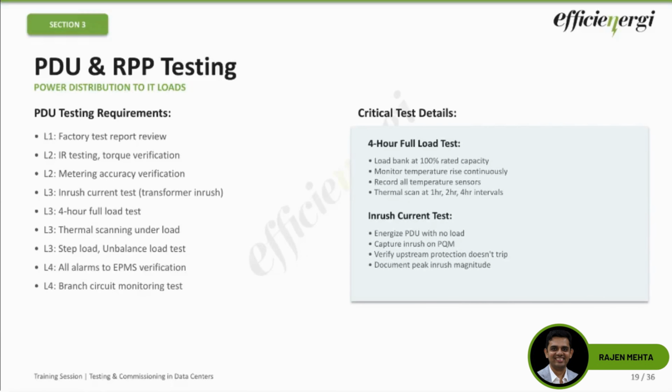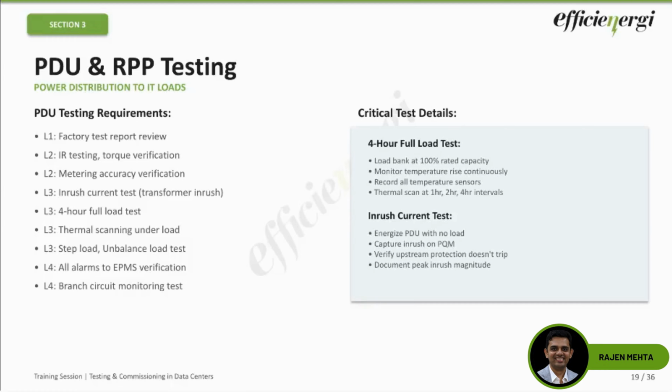And inrush current test. That's another important one, because when you energize a PDU transformer, there's a brief current spike which happens. And this can be almost 10 to 15 times the nominal current rating of the PDU for a few cycles. So here we need to ensure that the upstream protection doesn't trip, and we need to document the peak inrush current magnitude. Obviously, you will need extremely sensitive power quality meters, PQMs, to capture this for documentation purposes. And the accuracy also needs to be there in these PQ monitoring instruments.